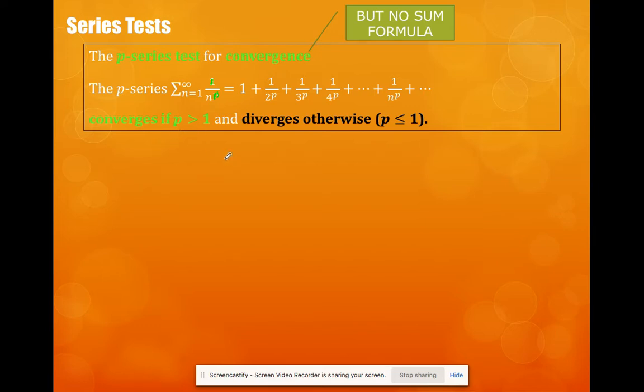If the power is equal to 1 or is less than 1, the P-series will diverge. You fail the P-series test for convergence. So let's do some examples. Look at this one. When P is equal to 1, here's what the sum looks like. And here's my expanding. This diverges because it's a p-series where p is equal to 1.